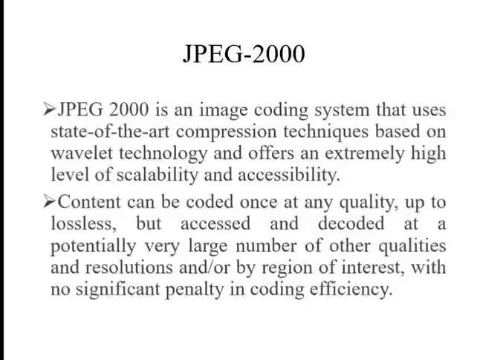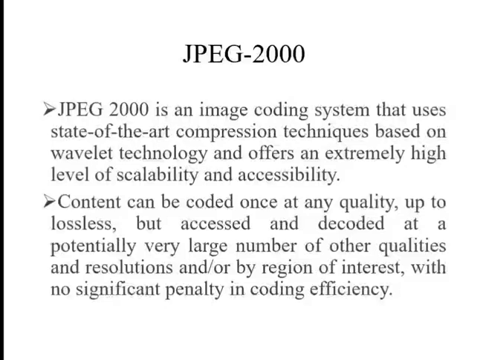Hello all, today we are going to discuss JPEG 2000 and MPEG. JPEG 2000 is an image coding system that uses state-of-the-art compression techniques based on wavelet technology and offers an extremely high level of scalability and accessibility.